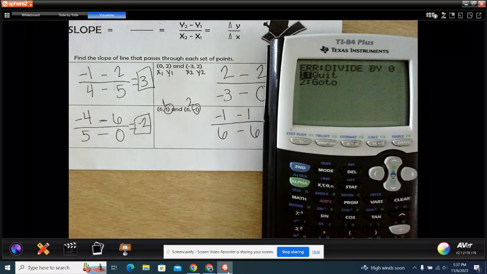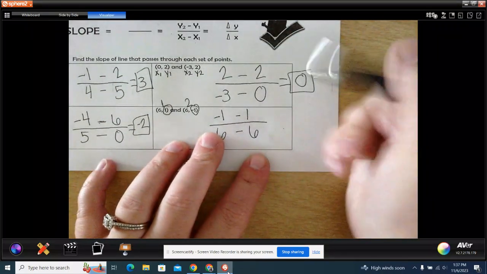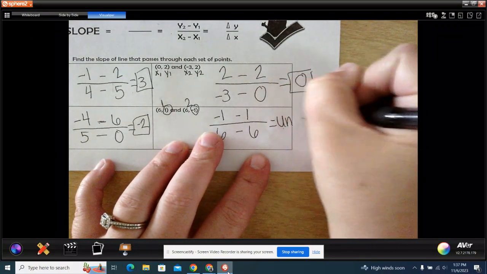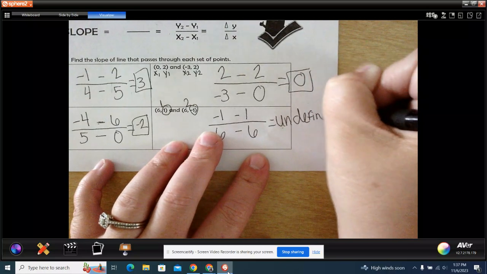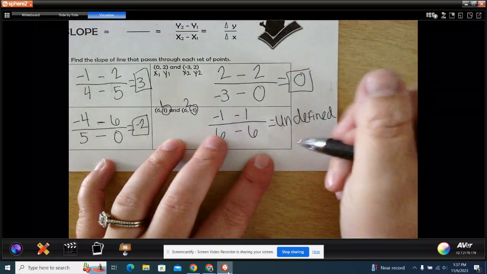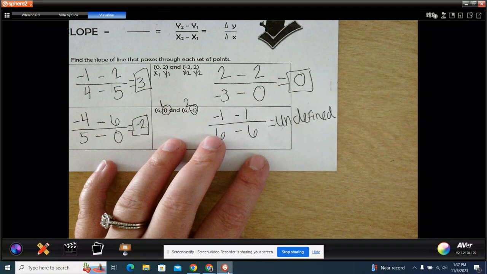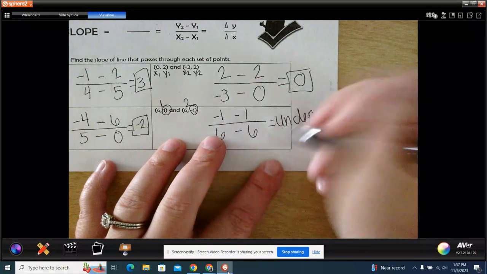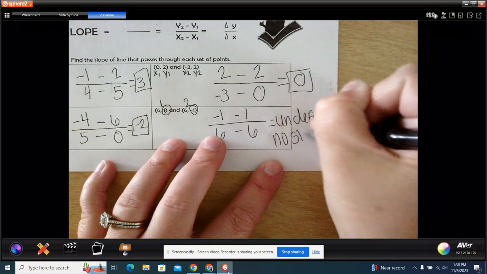Anytime you divide by 0, it does not have a slope. And this is where we write our undefined slope. It means no slope is there. It is not a horizontal or a diagonal line. This is going to be a vertical line. So no slope.